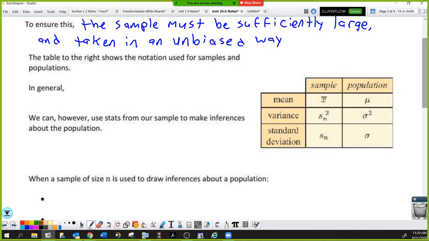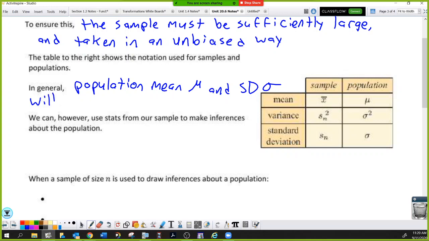So in general, the population mean, mu, and standard deviation, sigma, sorry about my poor sigma, will not be known. We can, however, use stats from our sample to make inferences about the population. Like I said, that's what statisticians do. Gather data from a small set and try to use it to make inferences about the whole.